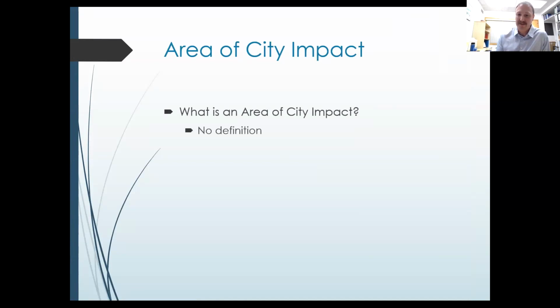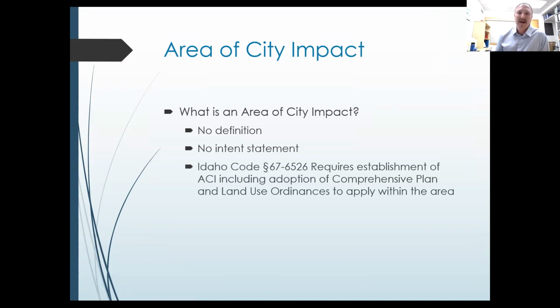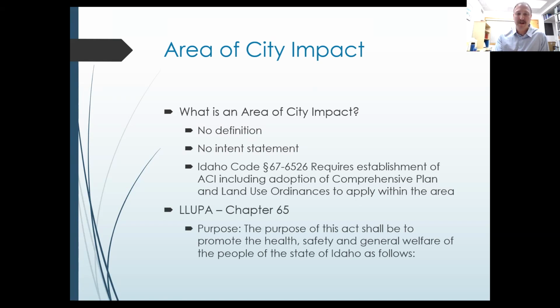So what is an area city impact? State code really doesn't provide us a whole lot of details on that. There's really no definition within state code. They don't have an intent statement either, but they do require establishment of the area city impact, including the adoption of a comp plan and land use ordinances that are to be applied within that area. And really the authority is derived from the Local Land Use Planning Act. I think that previous presenters had gone through LUPA, Chapter 65 of Idaho State Code, and went over the basic tenets of that. And I'll reiterate the purpose statement of LUPA.